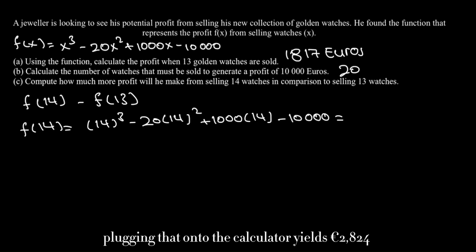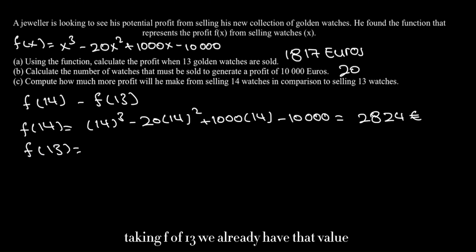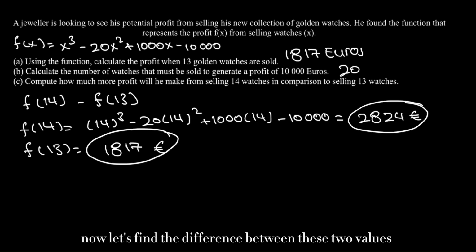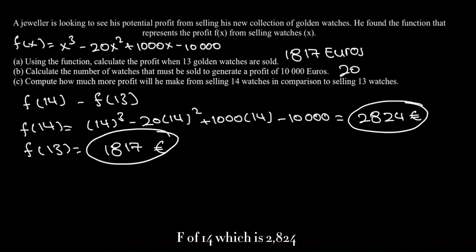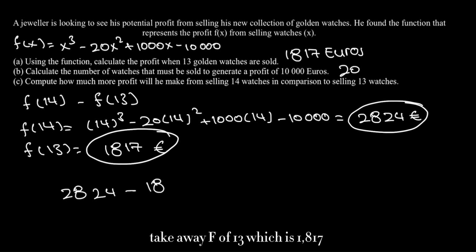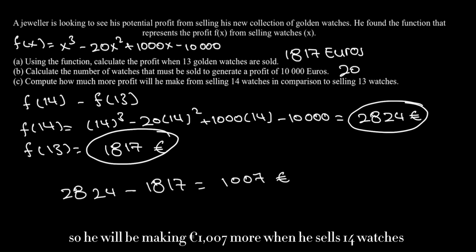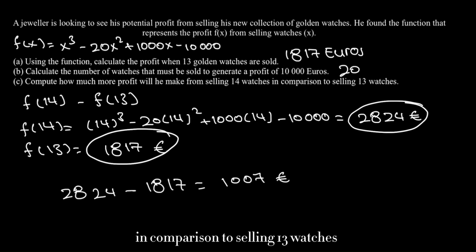Plugging that onto the calculator yields 2,824 euros. Taking f of 13, we already have that value, and that is 1,817 euros. Now, let's find the difference between these two values. F of 14, which is 2,824, take away f of 13, which is 1,817. That is 1,007 euros. So he will be making 1,007 euros more when he sells 14 watches in comparison to selling 13 watches.